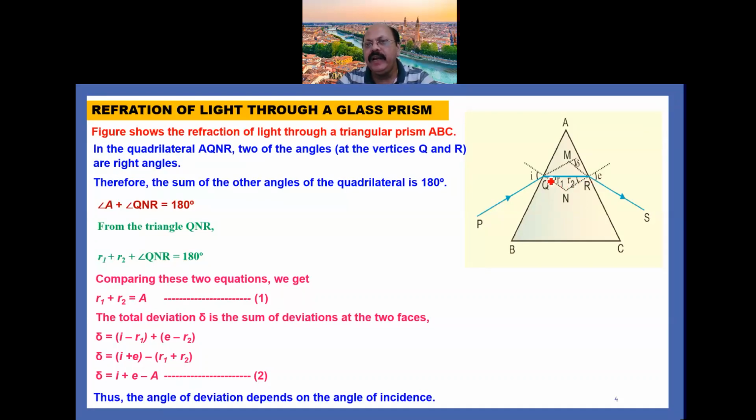This refracted ray is incident on the surface AC at angle R2 and finally emerges out from the prism. Now the refraction is from denser to rarer, so it moves away from the normal, making an angle E, that is the angle of emergence. And this RS is known as the emergent ray. And this is the angle of prism.